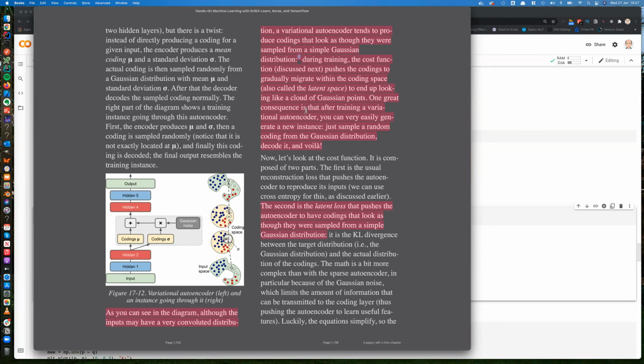One great consequence is that after training a variational autoencoder, you can very easily generate a new instance: just sample a random coding from the Gaussian distribution and decode it, and voila. So yeah, I understand that, the decoding aspect of it. Okay.